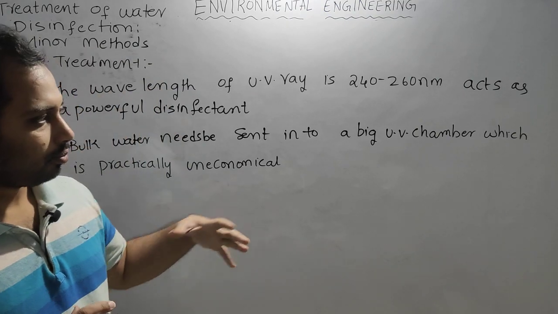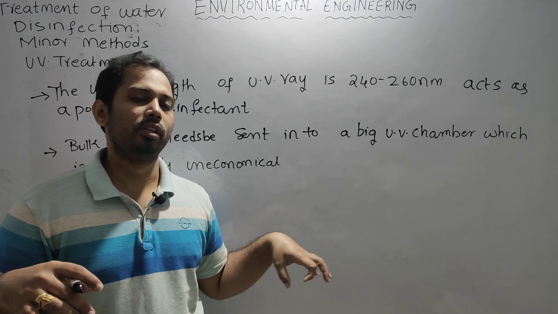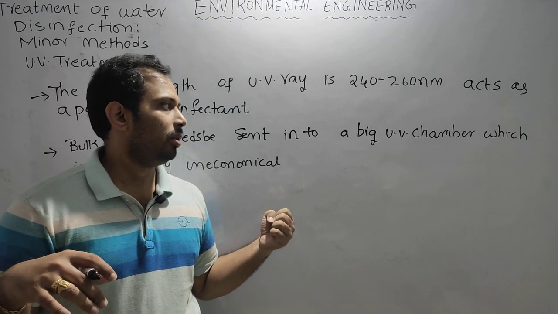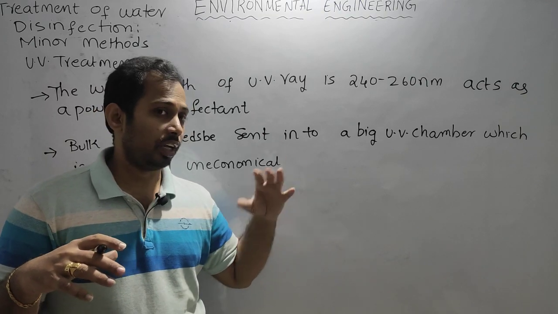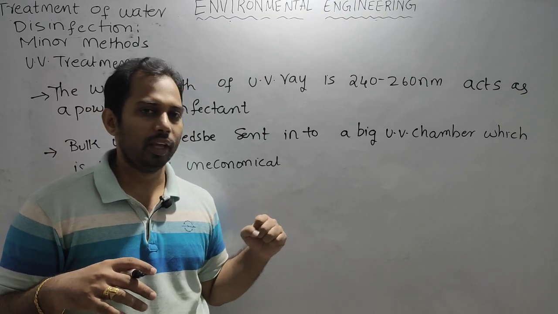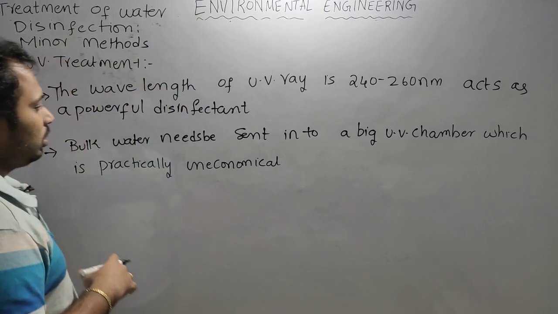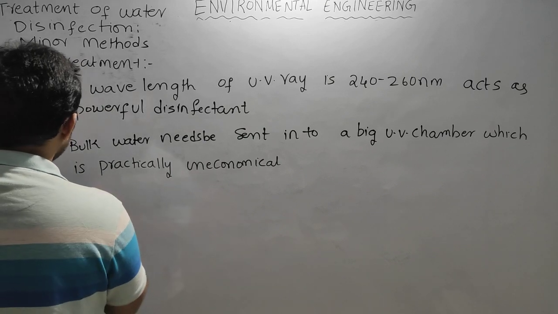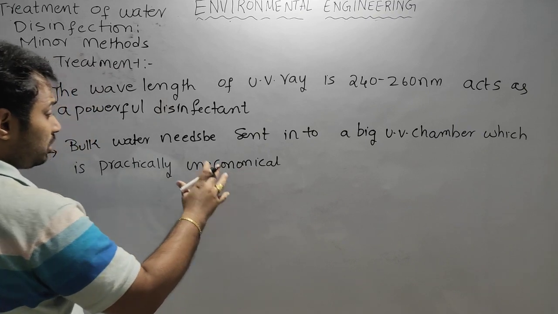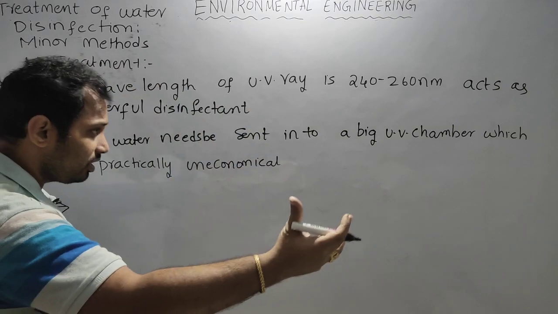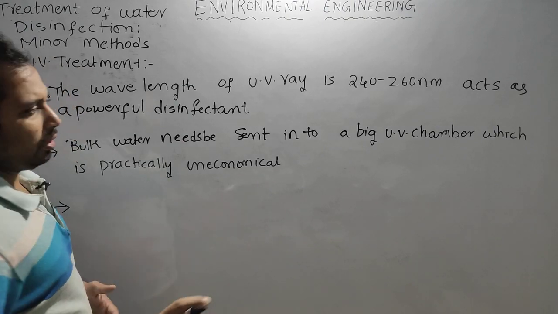But here there will be lights which emit the UV rays, so we don't need any kind of material. So that is why it is economical. Actually it is economical. The problem here is it has no residual capacity. That is why we are not using it, okay. So here I am writing uneconomical because construction of that much big UV chamber is uneconomical. But treatment is very cheap.